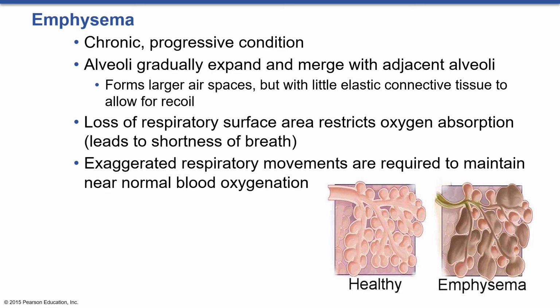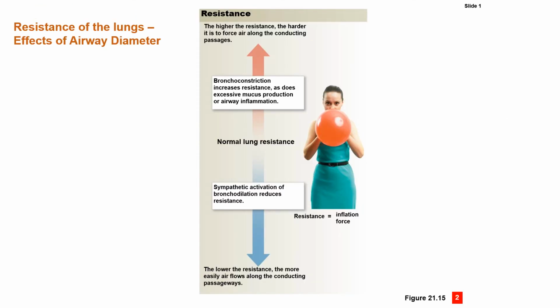Now, I said it makes it a little bit easier to inflate the lungs, but in many cases, the inflammation of the airways still makes it very hard to get air going all the way down. So in many cases, you have an exaggerated respiratory movement that is required to maintain near normal blood oxygenation. In addition to compliance, elastance, and surfactant, airflow is also greatly affected by resistance in the airways.